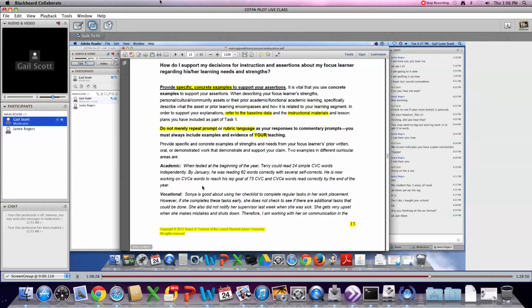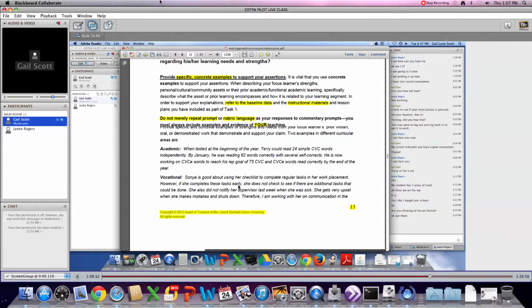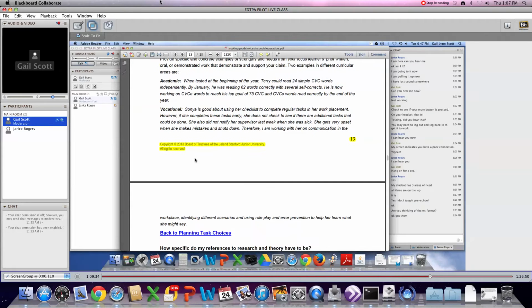Okay. Here are some examples again. Well done. I have no idea why that's highlighted. Did I do that? Doesn't look like I can undo that. Okay, never mind.